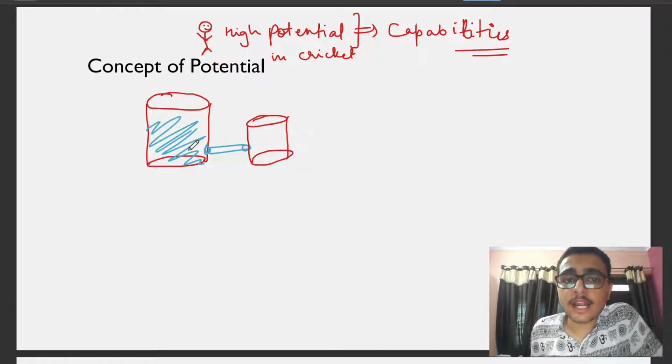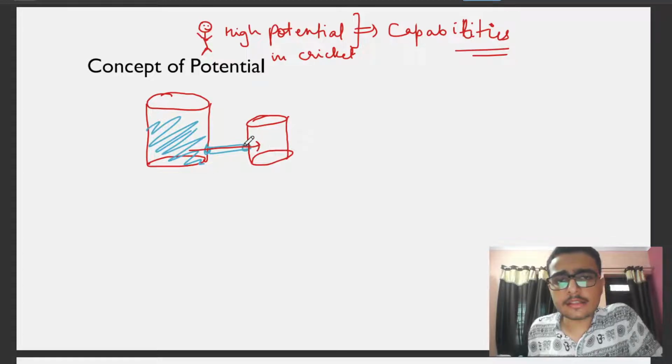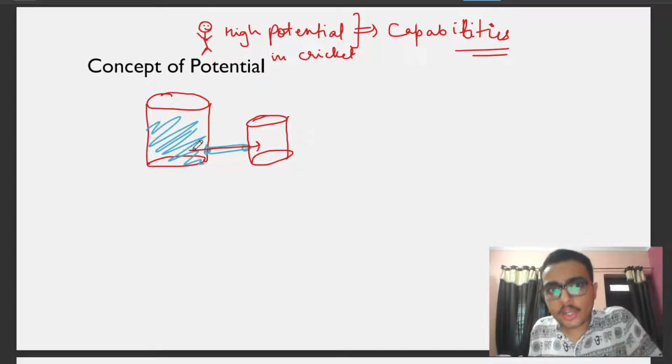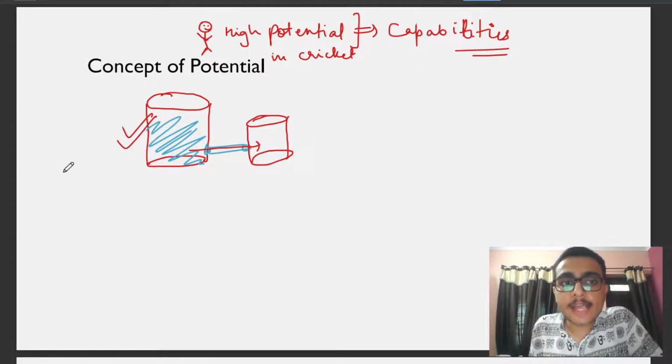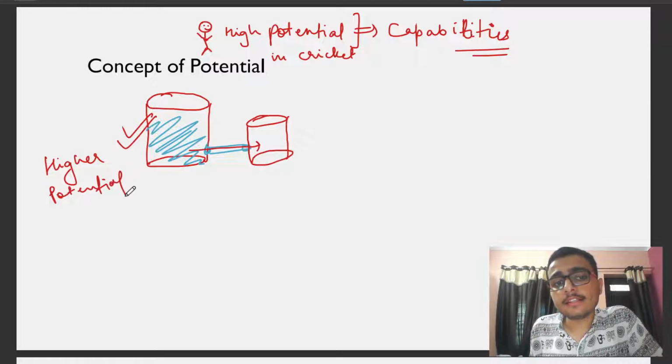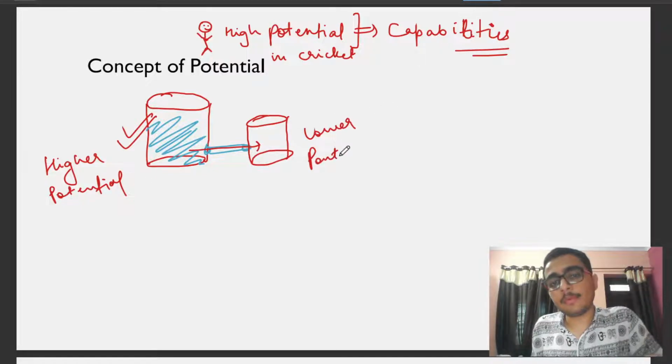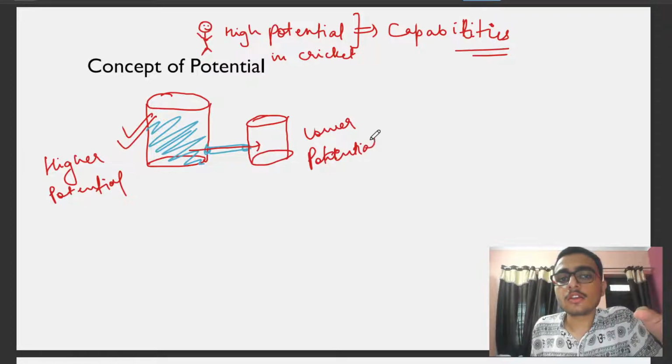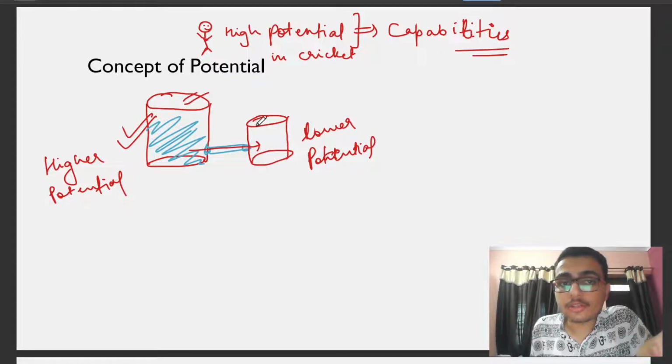So water will start flowing in this direction into this glass. Of course, why? Because this glass has higher potential to supply water, and this glass has lower potential. Potential means capability, ability, whatever you like, you can use it. So this has a higher potential and this has a lower potential. So water will be flowing from the higher potential to the lower potential.